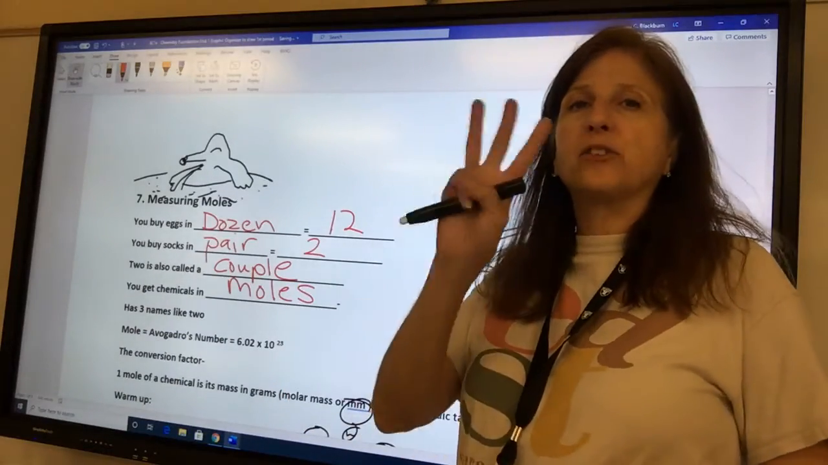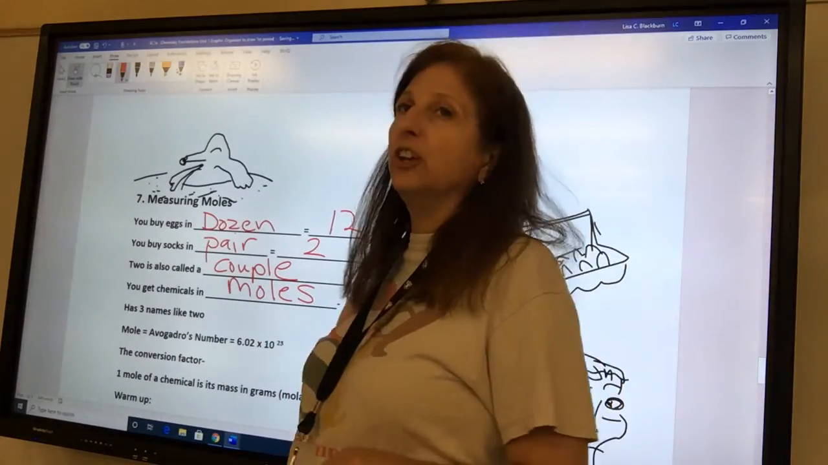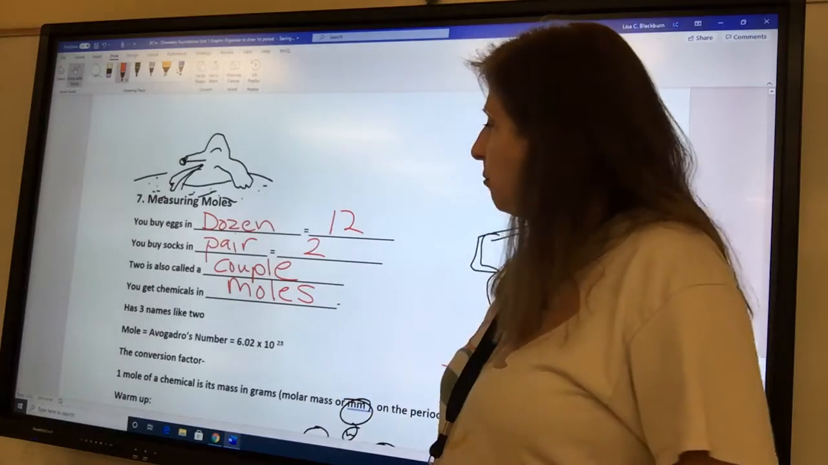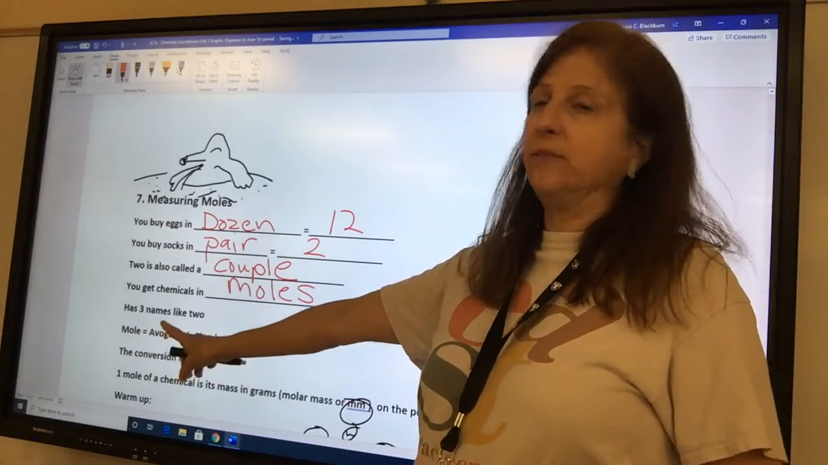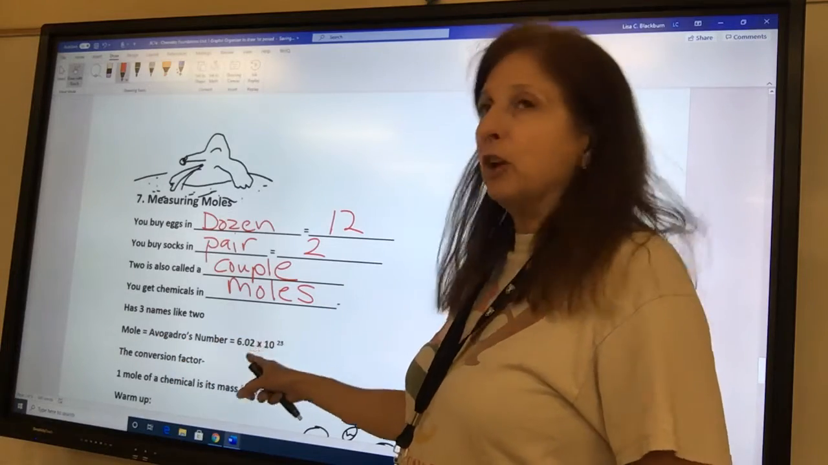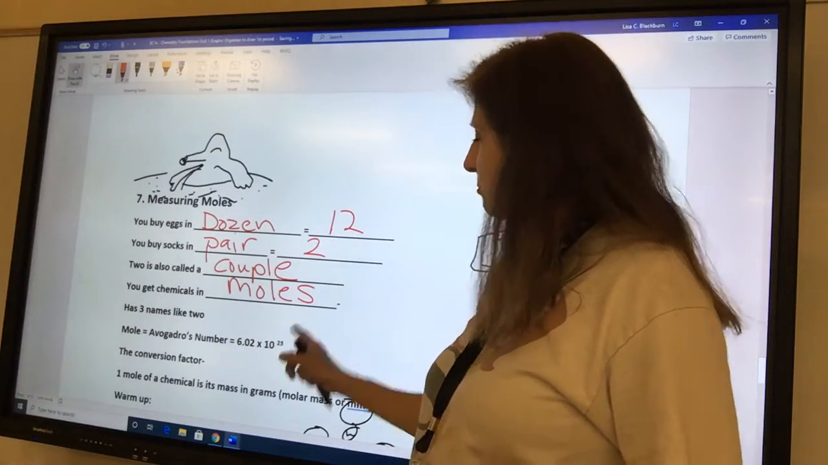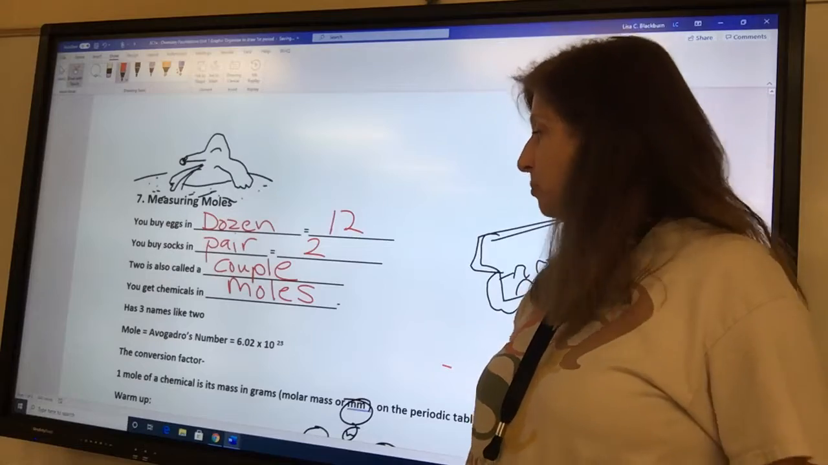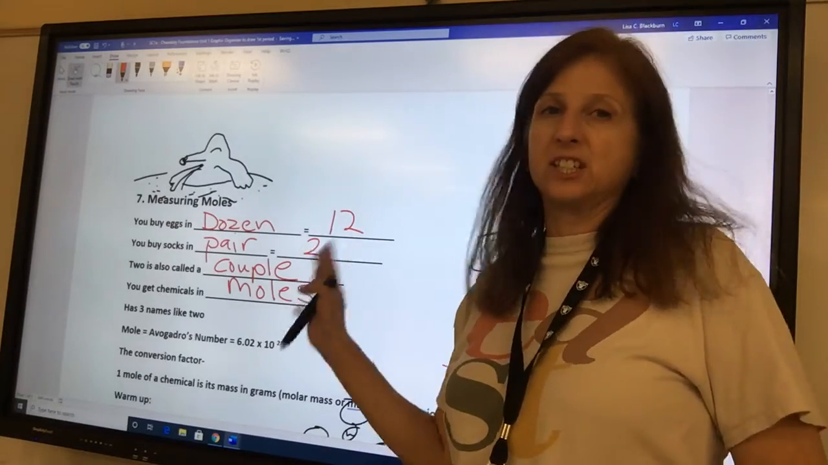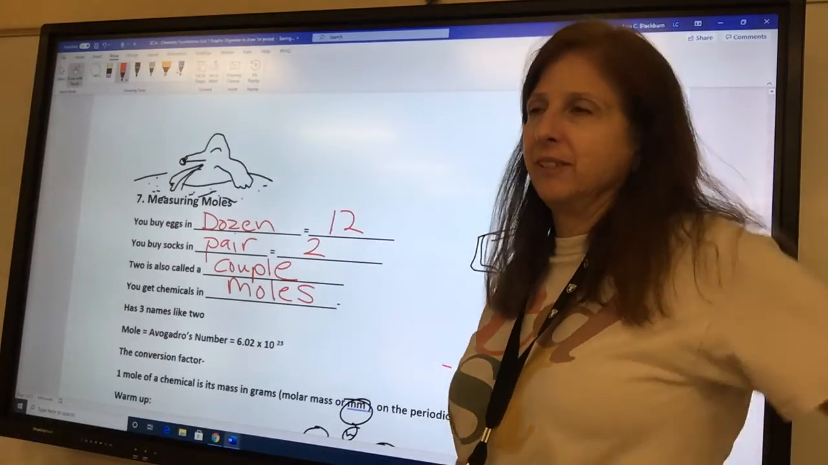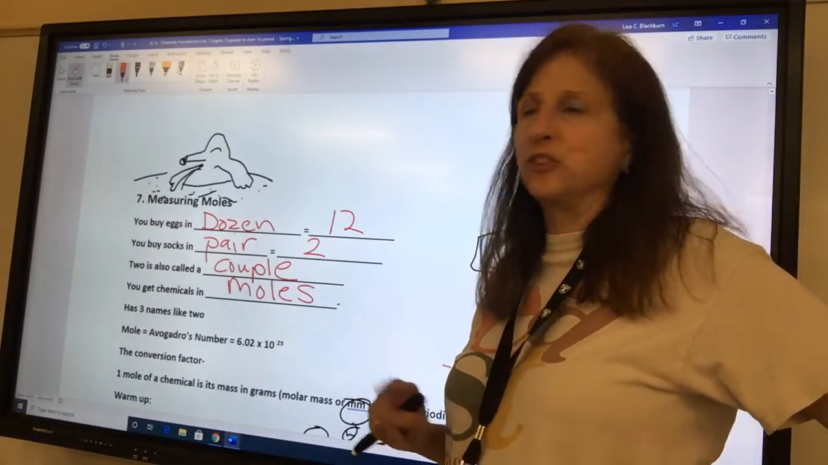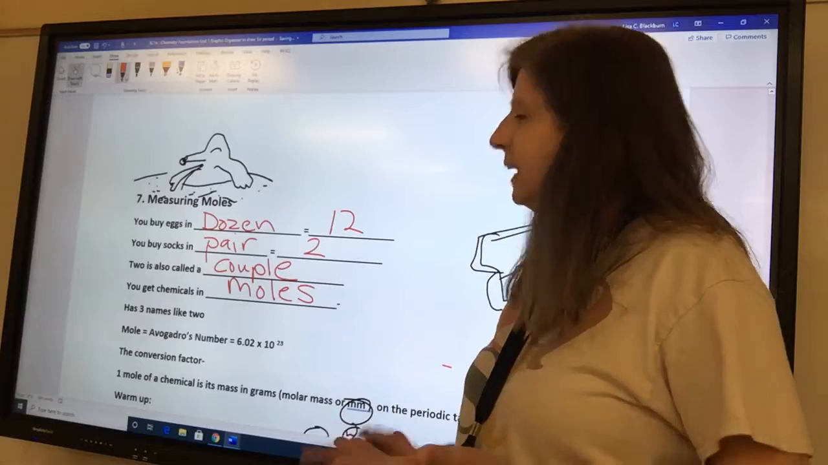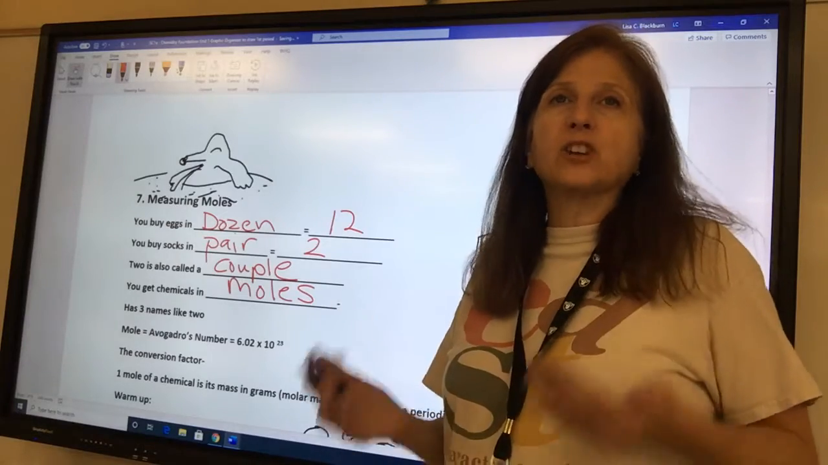And it also has two names, like a couple, okay? A mole is also called Avogadro's number, after the guy who invented it, and it is equal to 6.02 times 10 to the 23rd power. It's actually 6.022, but since it's just high school, we leave off at 2. But in college, you might get to have that extra 2 back again. But it's how we measure chemicals.